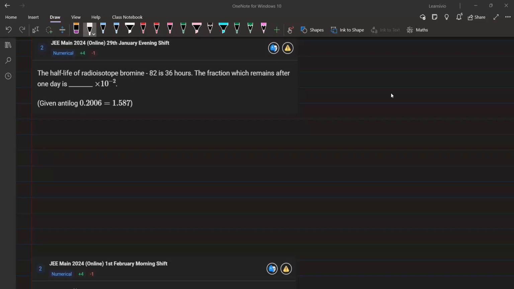A naught, by the way, you will take as one, initial concentration as one, okay? You have to find the final concentration. You take 2 minutes for this.